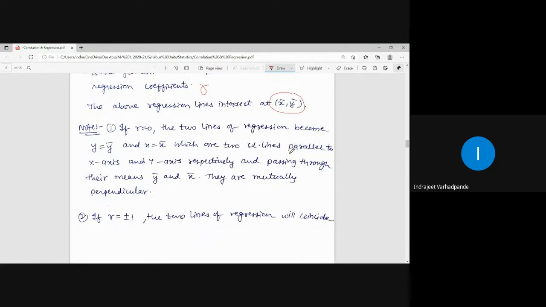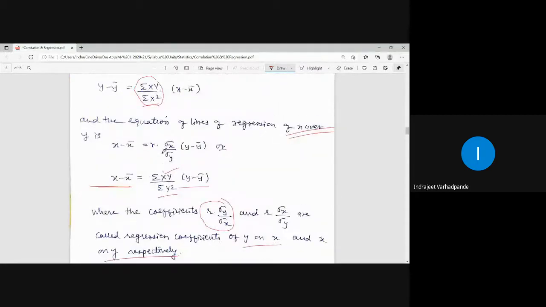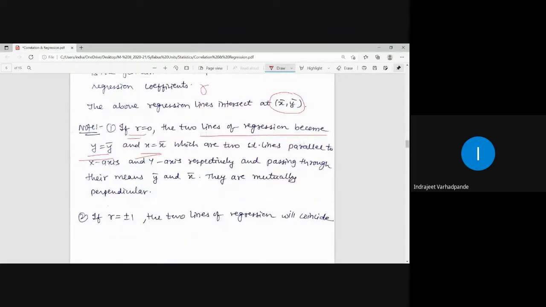So there are certain points to be noted. What are they? If r is equal to 0, the two lines of regression become y is equal to y bar and x equal to x bar. See, the line of regression x on y is given by x minus x bar is equal to r times this into y minus y bar. So when r is equal to 0, this right-hand side is 0. So we get x minus x bar is equal to 0, and that means x is equal to x bar. Similarly, for the regression line y on x, it will give you y is equal to y bar.